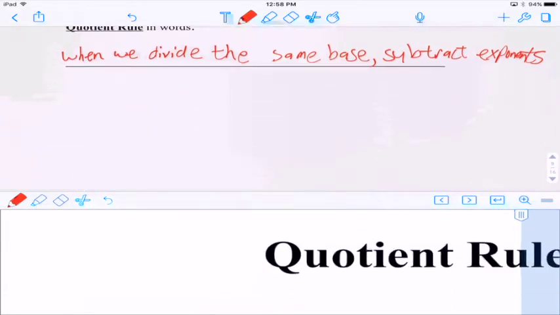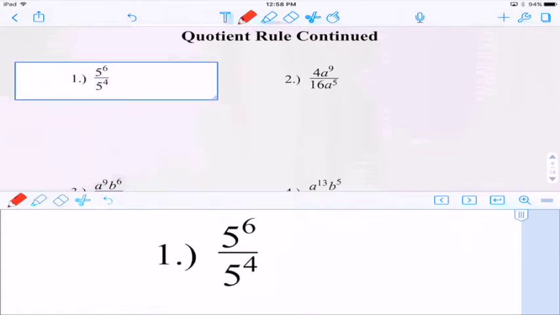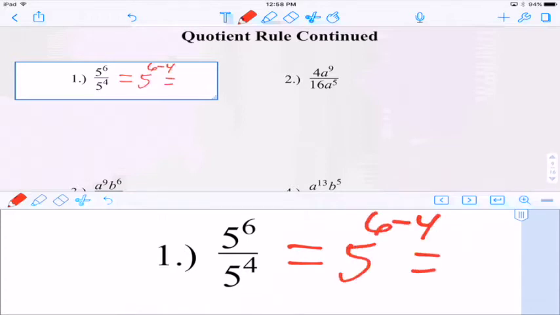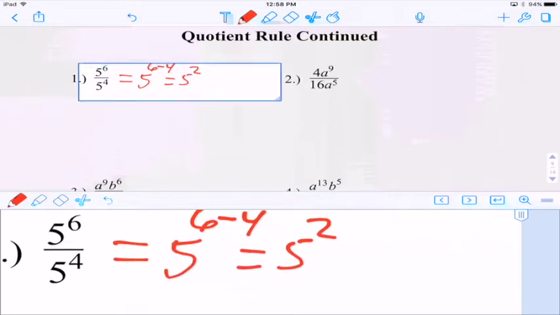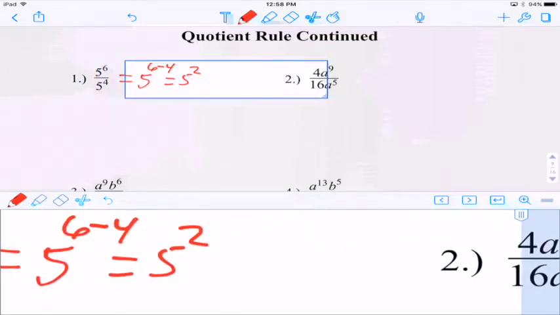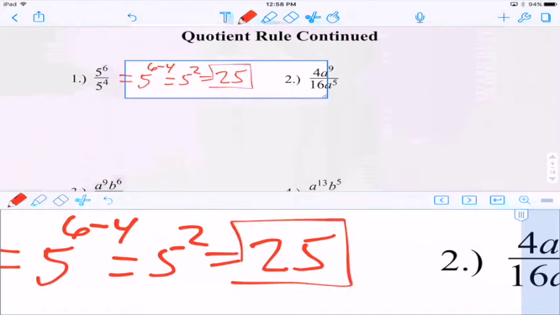Okay, so let's move on. Let's do some examples. So now just using the rule, well, we know we have the same base we're dividing. We get 5 to the 6 minus 4. That's 5 squared. And remember, if we have numbers, we want to multiply it all out. 5 times 5 is 25. Well, I'll go as far as we can.